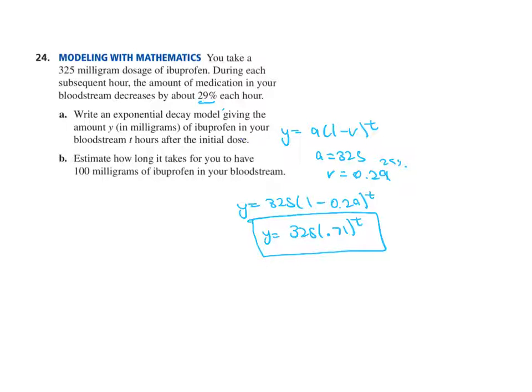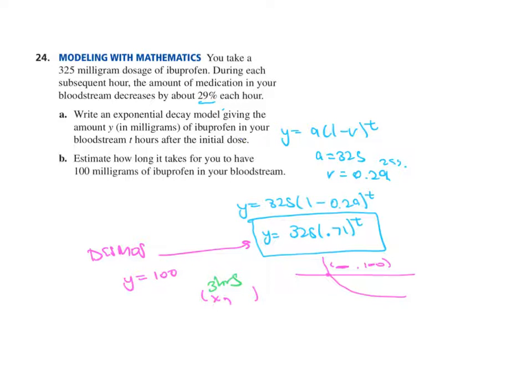Then estimate how long it takes for you to have 100 milligrams of ibuprofen in your bloodstream. So in this answer, you have to plug it into Desmos, right? So you plug this equation into Desmos, and then after that, you plug in y equals 100. And when you do that, you'll find that x value. So if you click on that, you'll see where it intersects the graph at 100, and that x value is about 3 hours. Okay, it's about 3 hours.